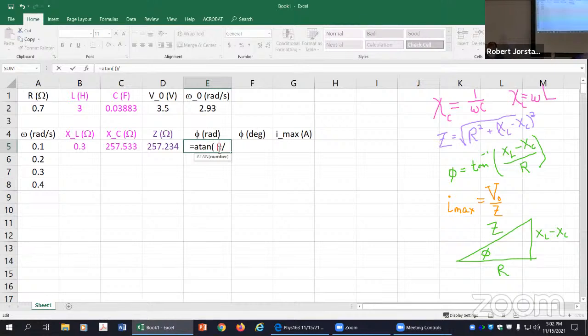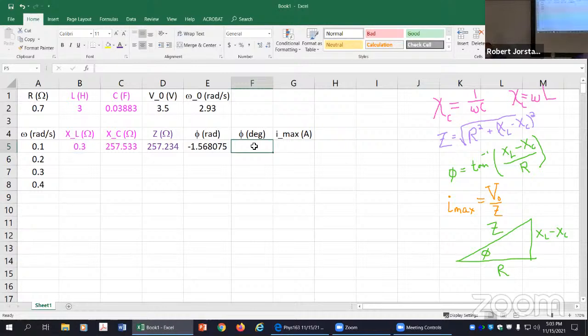So XL minus XC, what is that? B5 minus C5. And then I'm going to divide by the resistance, which is A2. Is any of that a constant or not? The resistance. So I'm going to put an F4 on that to put the dollar signs on. All right, so that's looking good.